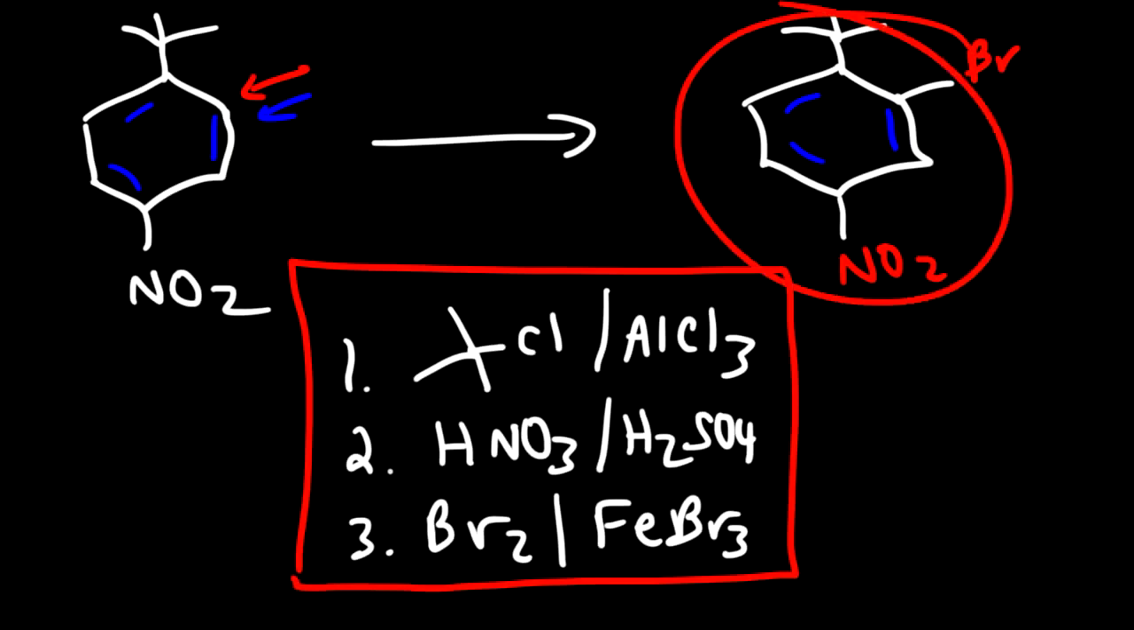We won't get competing products, but we're just going to get one major product. And so sometimes there's a way to get the ideal product that you want in a better yield than other methods. So the order in which you react the benzene ring with these reagents matters.